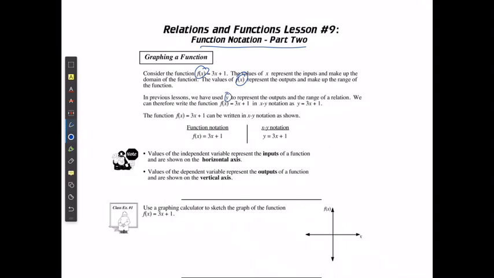We can therefore write the function f of x is equal to 3x plus 1 in xy notation as y is equal to 3x plus 1. So the value of f of x is going to be the same as the value of y. So we have our function notation form here, and we have our xy notation, or our equation in two variables, is going to be y is equal to 3x plus 1.